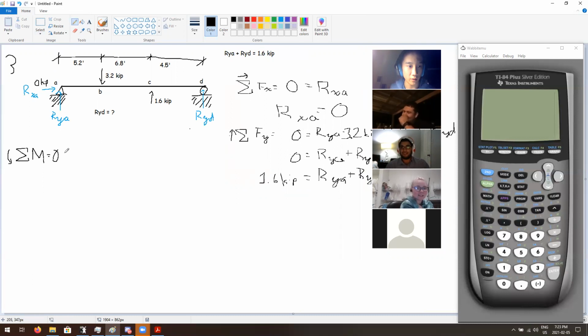Gotcha. All right. Summation of moments, assuming counterclockwise is positive, equals 0. So how do we take moments? Moments are taken in the units of a force times a distance. In this case, we're going to use kips and feet. So we're going to take this force, R. Okay, I should clarify. We're taking the moments at D.